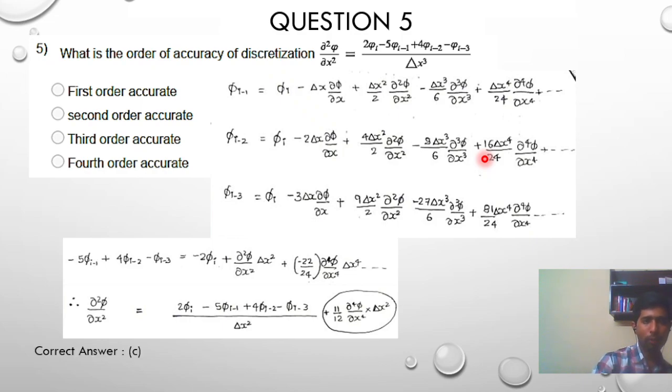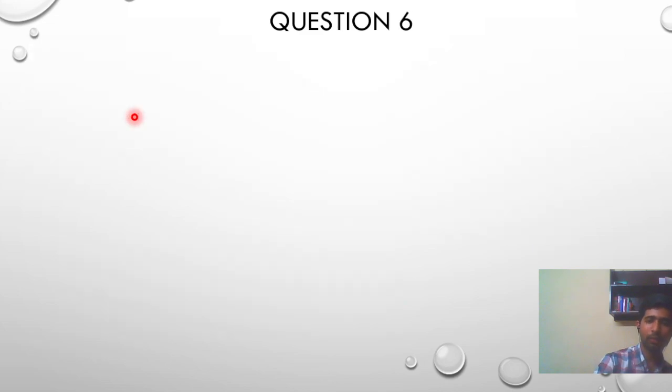So I hope that this is clear. Sorry, I think I wrote third order by mistake. It is again second order accurate, because here you are getting a minimum truncation error as delta x square. So it is a second order accurate scheme.